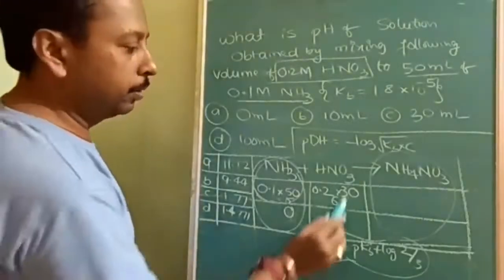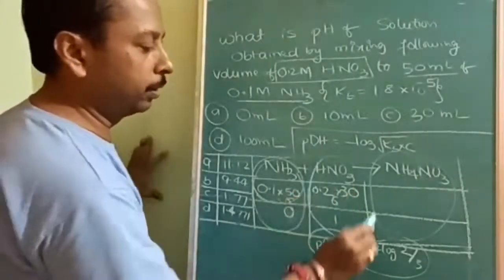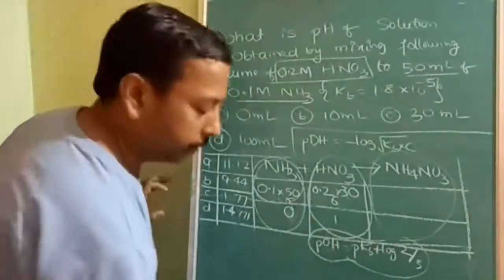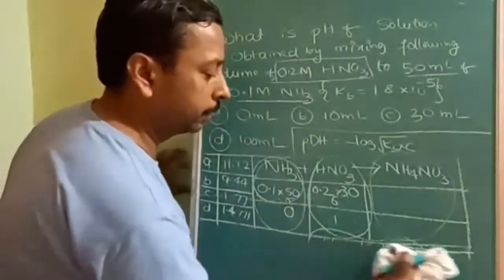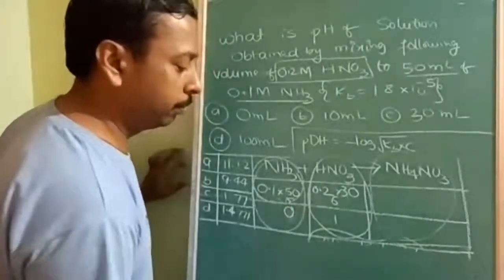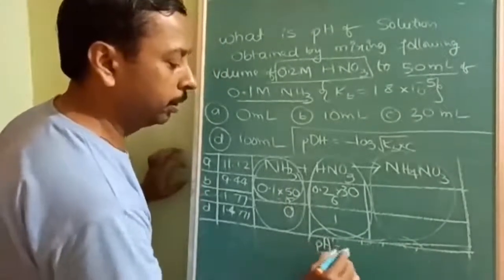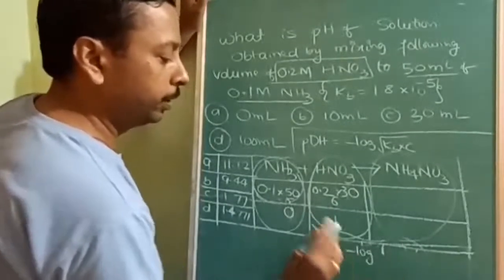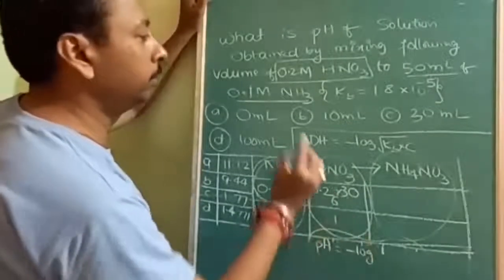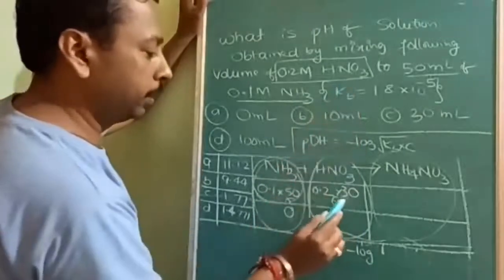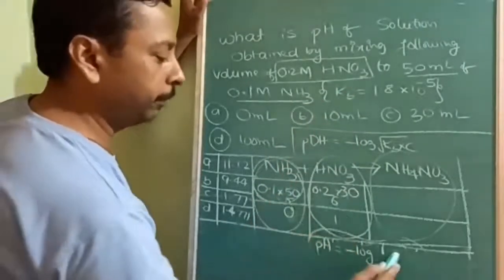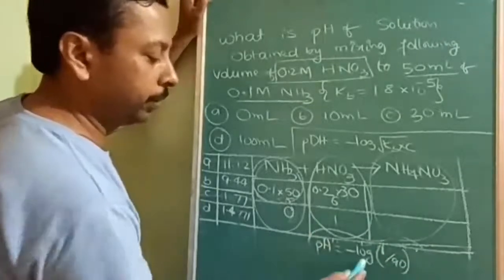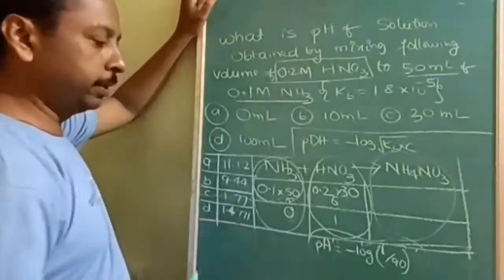Okay, here strong acid is left over, so don't worry about the weak base. For strong acid, if it is left over, then we can directly find out the pH from that. pH is equal to negative log of 1 millimole divided by volume. The volume will be how much? 30 plus 50, 80. So if you simplify this, you will get 1.77.